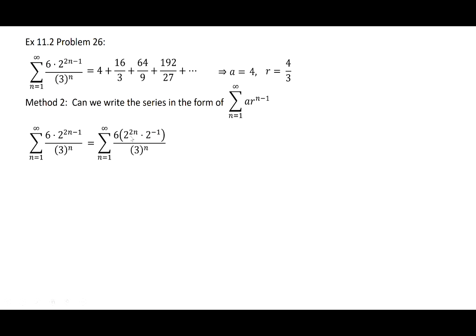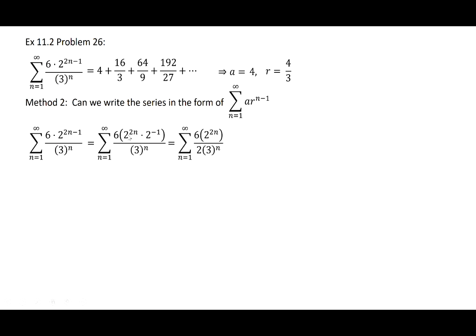Can I say this? 6 times the top is 2 to the 2n minus 1. Can I write that as 2 to the 2n times 2 to the negative 1? Right? A to the m plus n is A to the m times A to the n. Yep, we can write it like that. Cool. Now, 2 to the 2n, can I write that as 2 squared, the quantity raised to n? A to the mn is A to the m, the quantity raised to n, right?